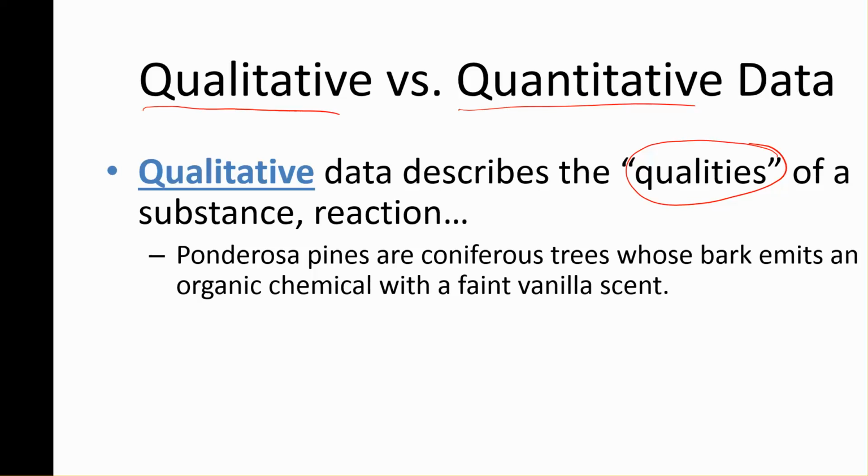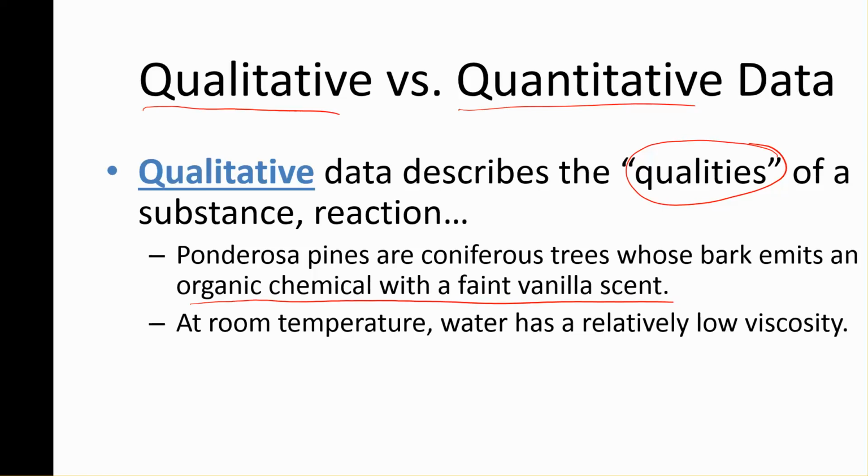So, for example, ponderosa pines, a fairly common tree in the Walla Walla Valley, right? Their bark emits an organic chemical that has a faint vanilla scent. Now, that is scientific information about ponderosa pines, but notice it is not a number, right? There's no units attached to it. There is no number attached to it. It's just providing some information about a quality, all right? So I'm going to erase that just so I can see the rest of the screen here as we go.